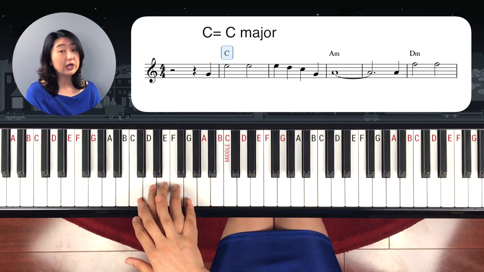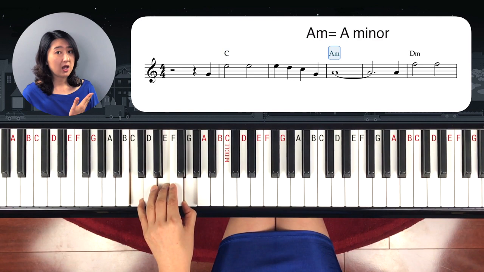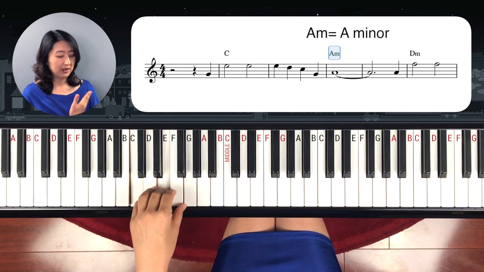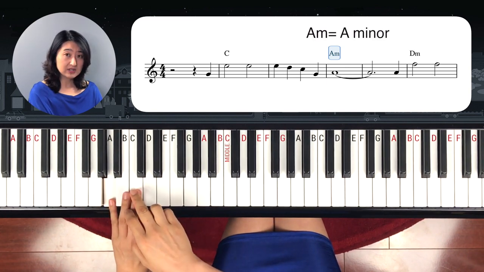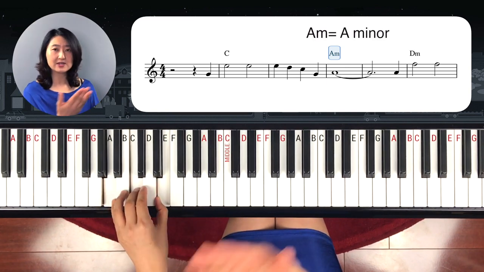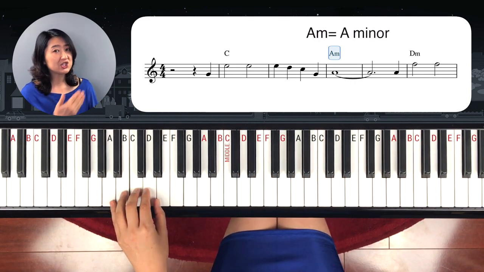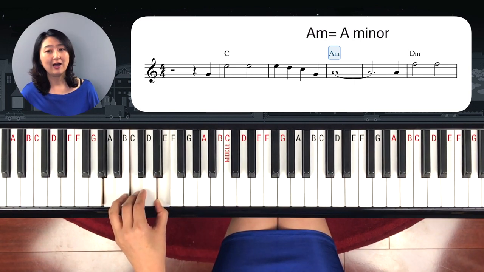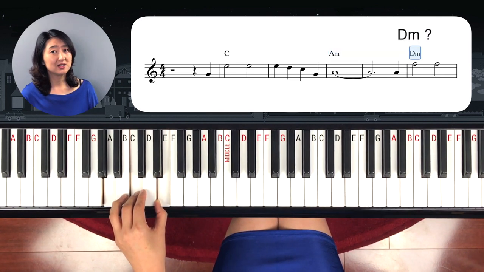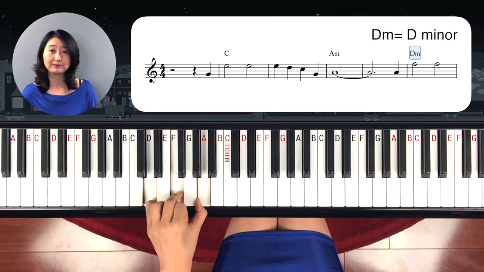So you can start from here, and Am means A minor. So A minor, you go down C, B, A, A minor. Do you know what is the minor? Yes, if you still don't know how to figure out major and minor, watch my previous lesson, then you will see. But today, we'll just go over the chords quickly. What about the next? D minor. So, C, D, D minor.